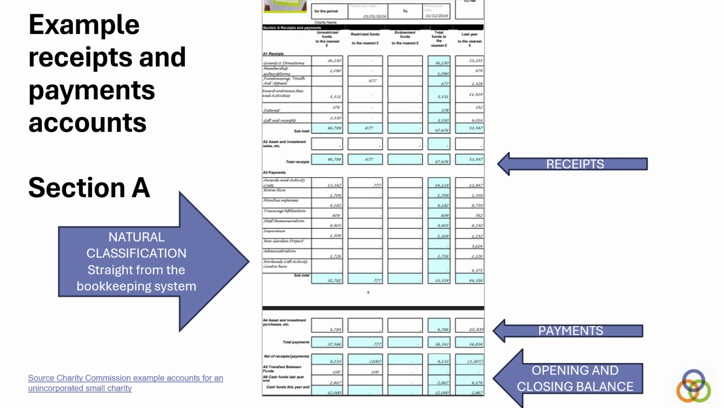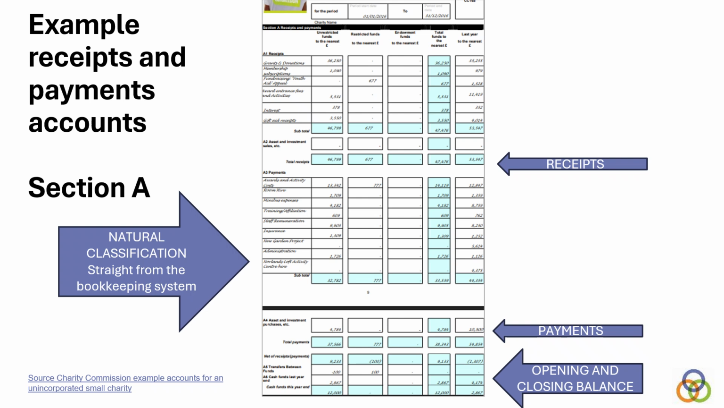This is a template. It looks like this. You can have your income and expenditure account straight from your bookkeeping system, which is really helpful. You can use the Ronseal approach. It does what it says on the tin. This was rent, this was heat, this was light. You have receipts at the top, then payments, and then opening and closing balances.